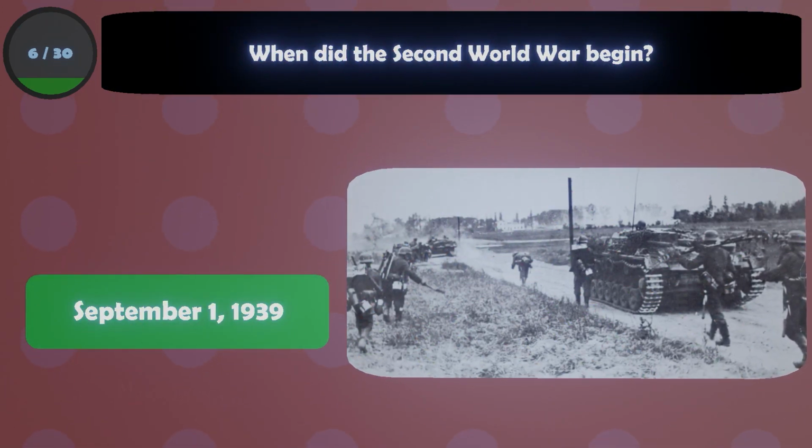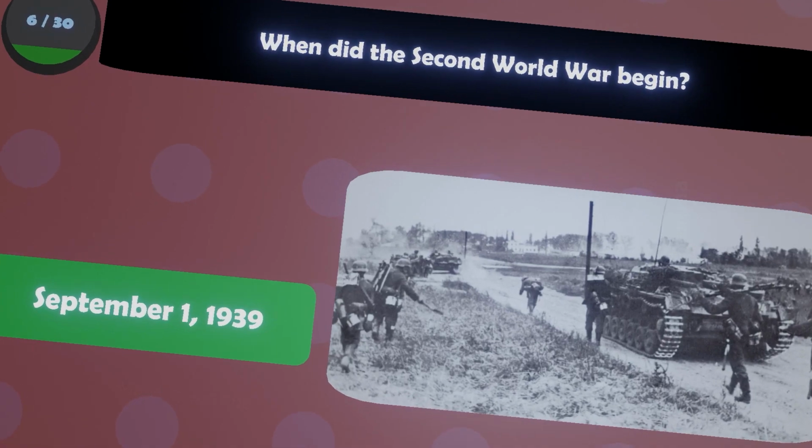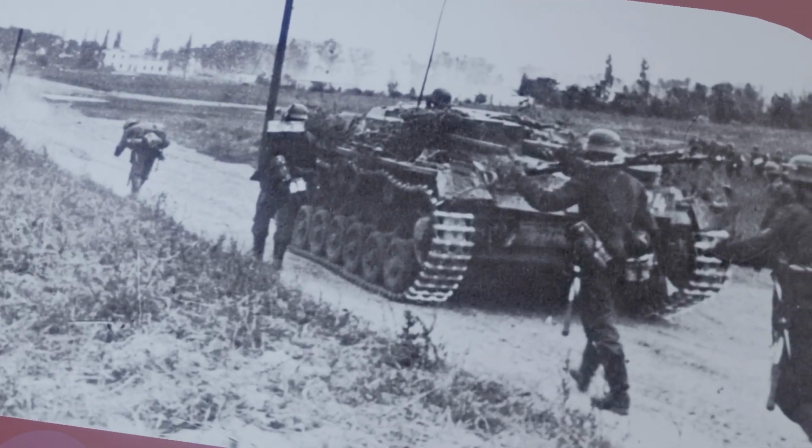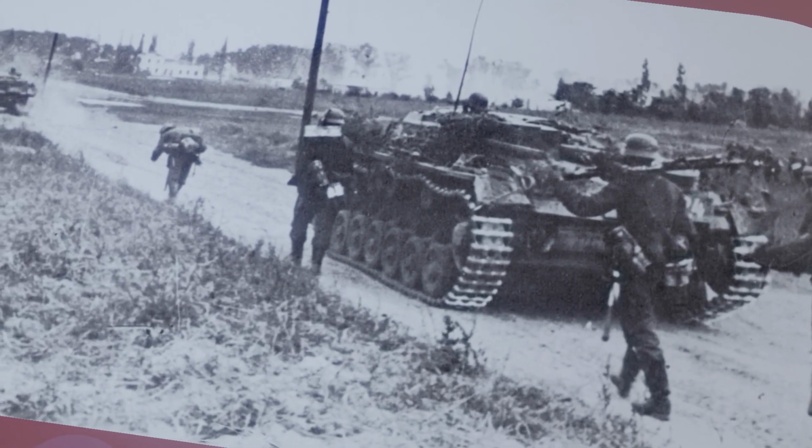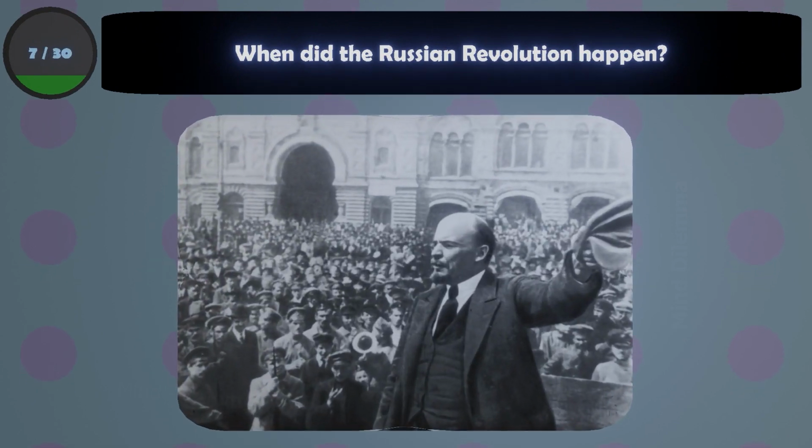On September 1st, 1939, Germany invades Poland. On September 3rd, Great Britain and France declare war on Germany. When did the Russian Revolution happen?